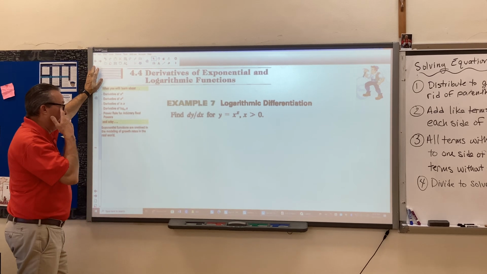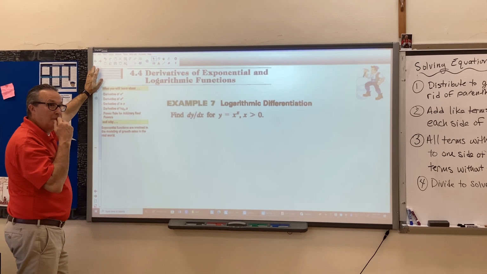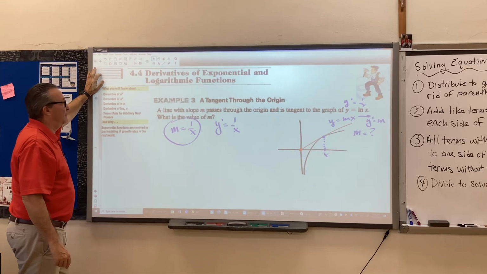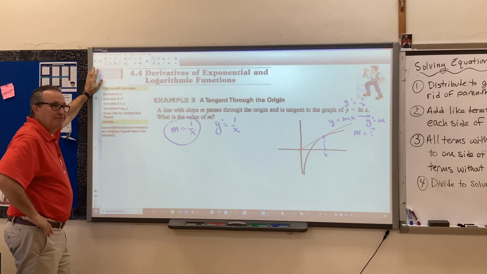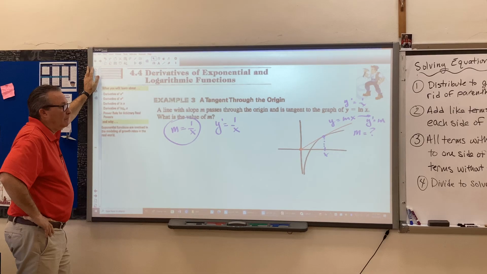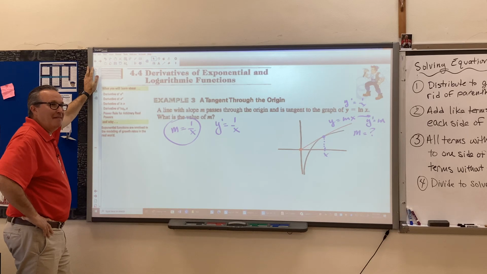Let's do this one, this will be fun. If m is 1 over x, isn't y just 1? Because if you put m in, it's 1 over x times x. So y is 1 over x times x, y is 1. So if y is 1, x is e. So the slope is 1 over e.